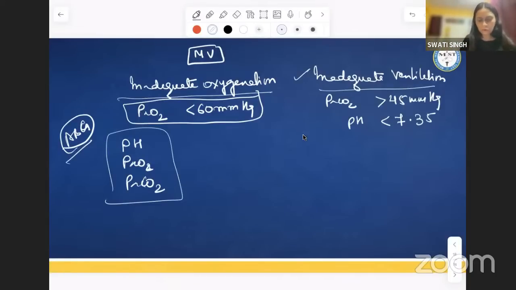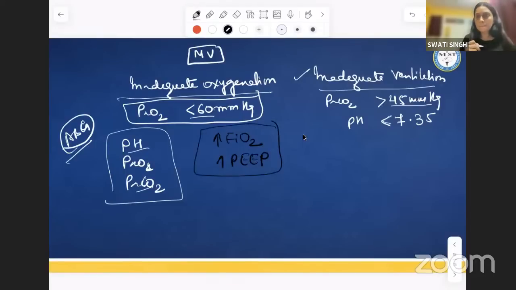If patient has PaO2 less than 60, oxygenation is the problem. If pH is less than 7.35 and PaCO2 more than 45 mm of Hg, ventilation is inadequate. Okay. Now, guys, what change will we do in this? If oxygenation is a problem, then two things we can do. We can increase the FiO2 of the patient, or we can increase the PEEP of the patient, right?